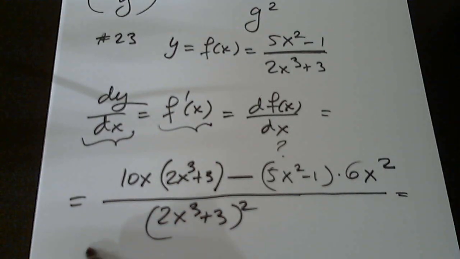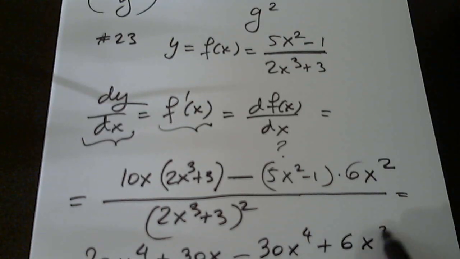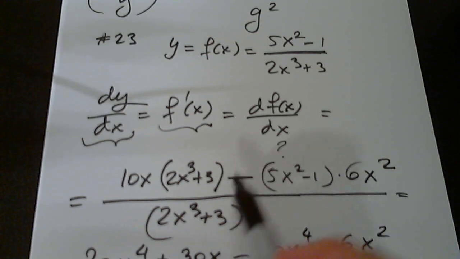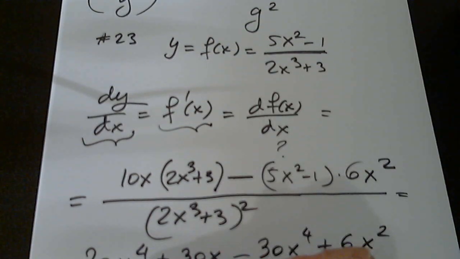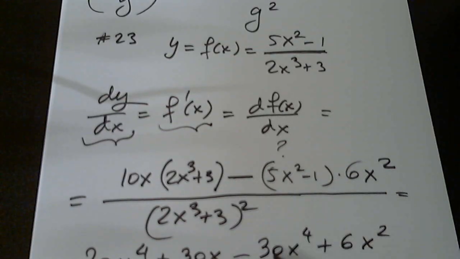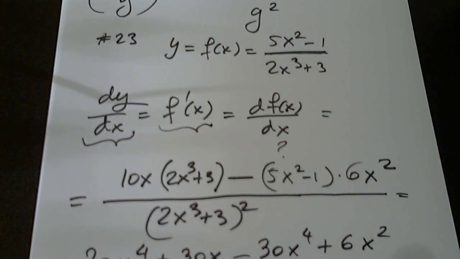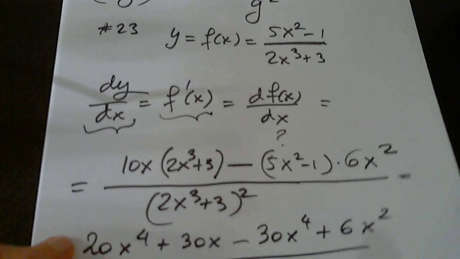So I distribute: 20x to the fourth plus 30x minus 30x to the fourth and plus 6x squared. So again, 10x times this is this, 10x times 3 is this, 6x squared times this with minus in front is this, 6x squared times negative 1 is positive 6x squared. So 2x cubed plus 3, everything squared. I have to combine like terms and present everything in descending order.